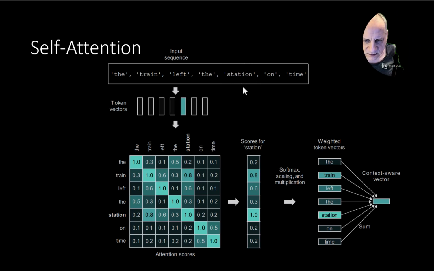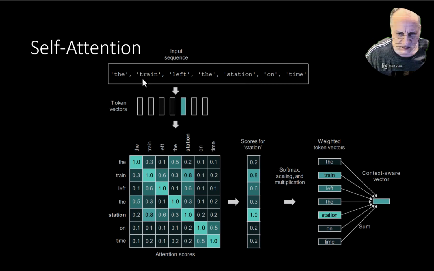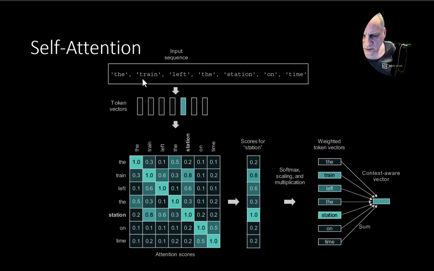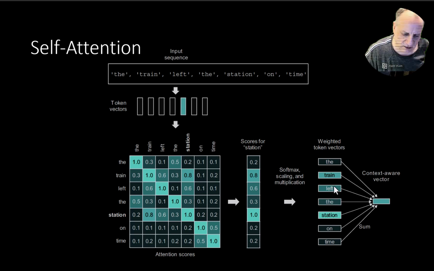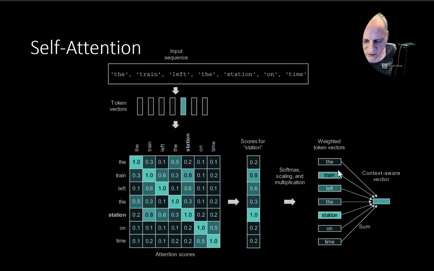And it turns out that "train" is a really important word. The fact that "the" is there maybe is not important at all, because "the" appears all over the place. "Left" — train left is because the train left the station. So "train" and "left" are a little bit more important.